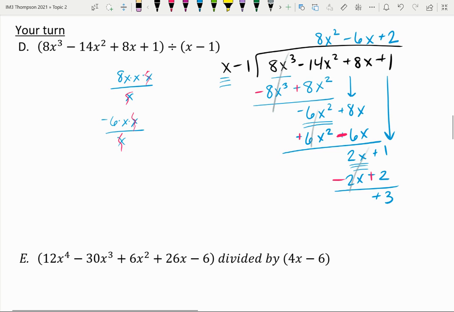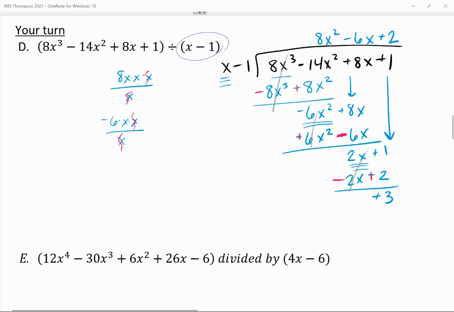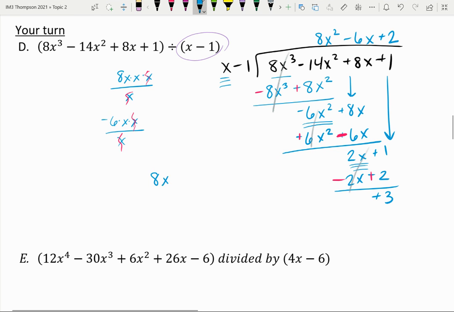When I have a remainder, that means that this divisor does not go into the polynomial evenly. But I can write my answer as 8x squared minus 6x plus 2. I'm going to put a plus sign before I put my fraction, positive 3 over x minus 1.